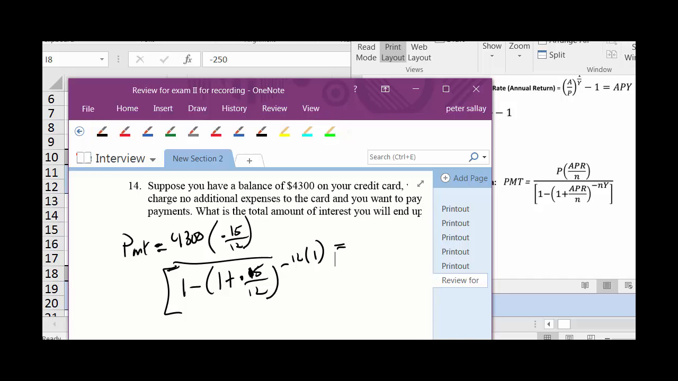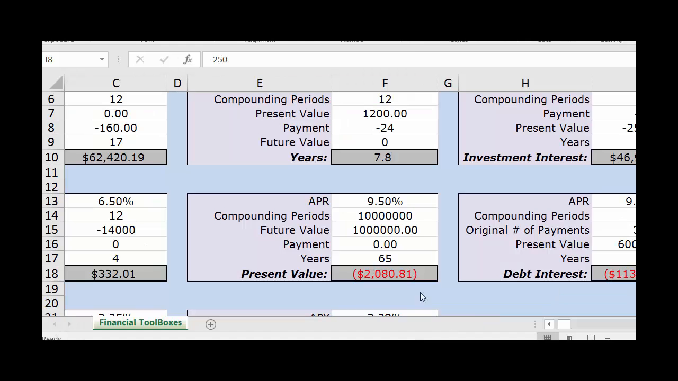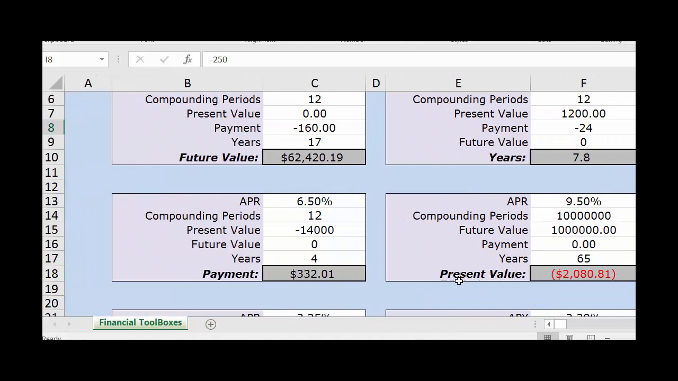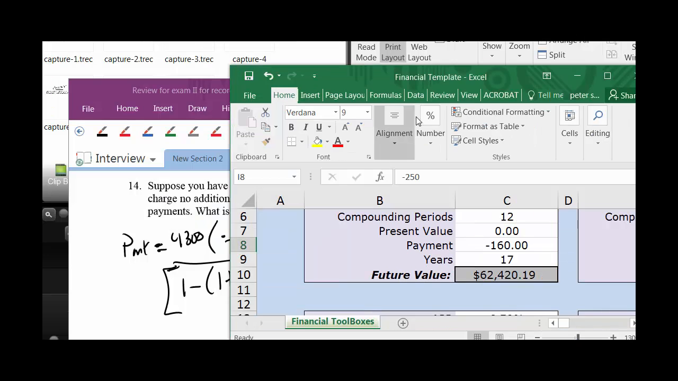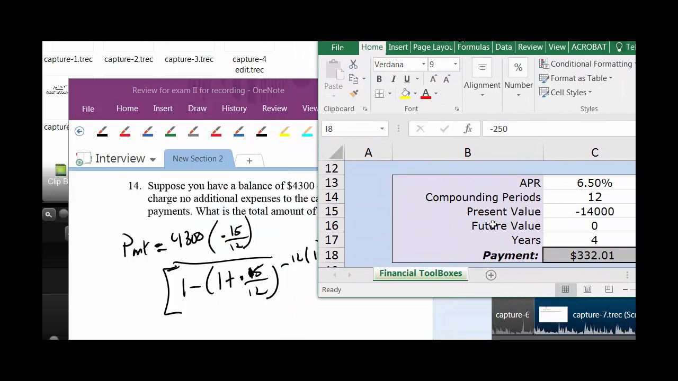So again, you're more than welcome to type that into a calculator, or we can just pull out our Excel friend here. And our Excel friend has actually got a new thing I'm going to show you, but it'll tell us what the payment is. Okay, so 15%. Compounding is 12. Future value is negative 43. Present value is negative 4,300. Future value is 0, and I want to get that done in a year. So that's going to be 388.11.